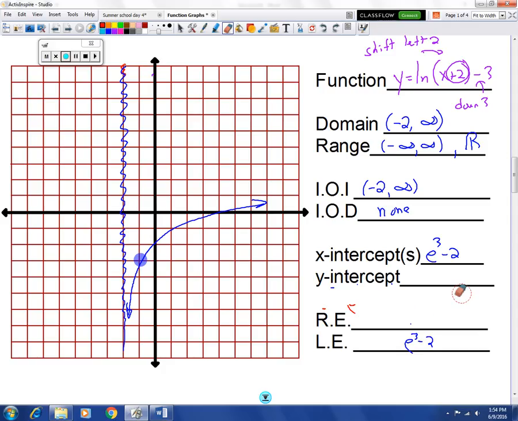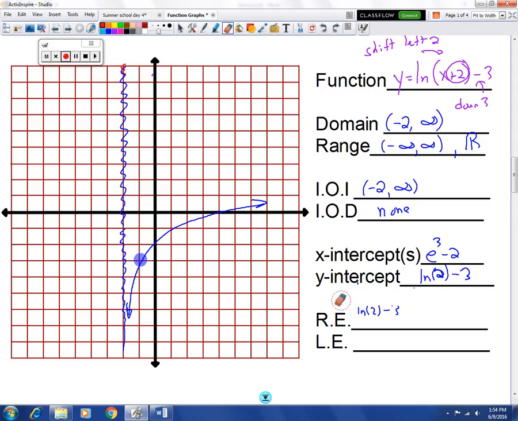The y-intercept, okay, and this time it will cross the y-axis. We don't know exactly where. So how do we find that? We make x equals 0. Okay, so we say y equals the natural log of 0 plus 2 minus 3. So that's equal to natural log of 2, subtract 3. And again, you could get a decimal approximation with your calculator, but I'm going to leave it like that.